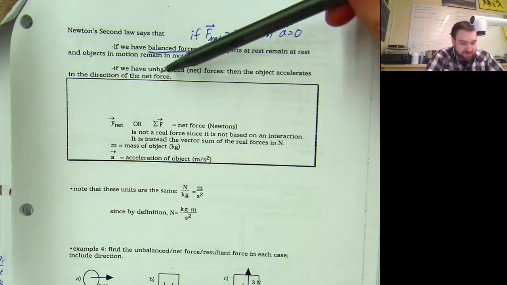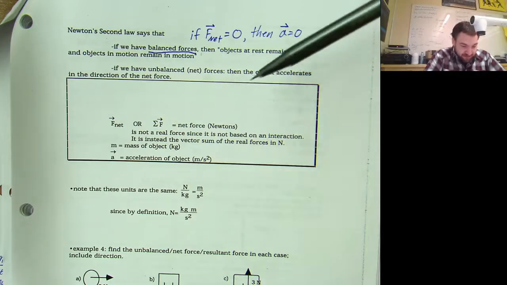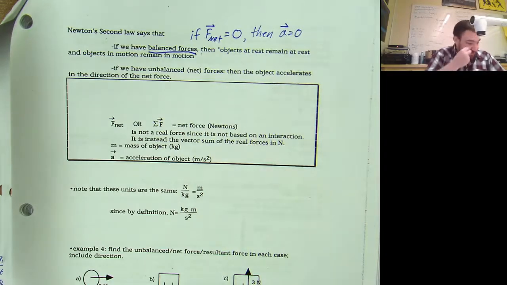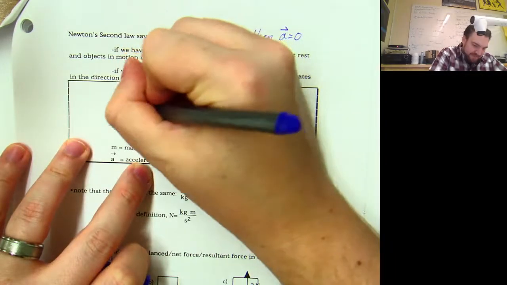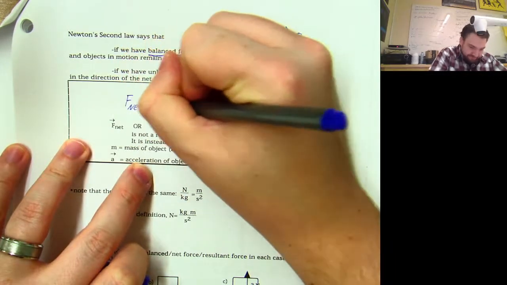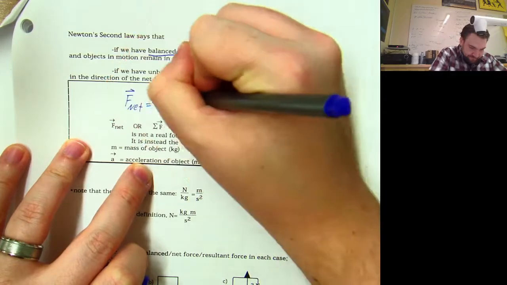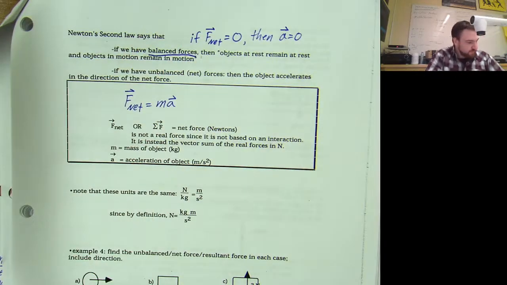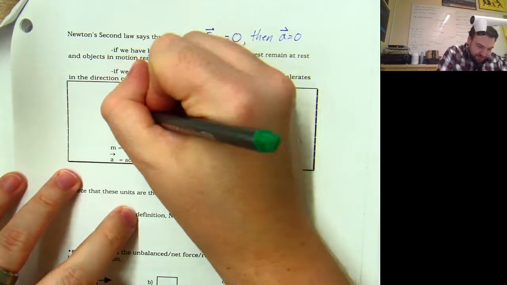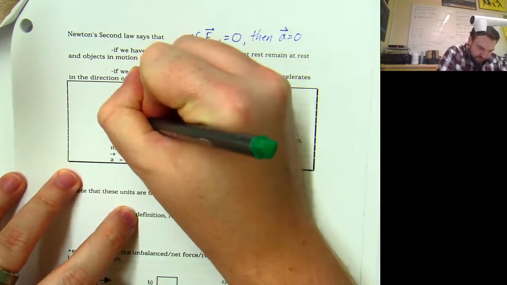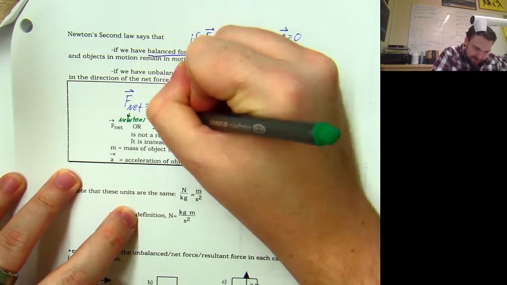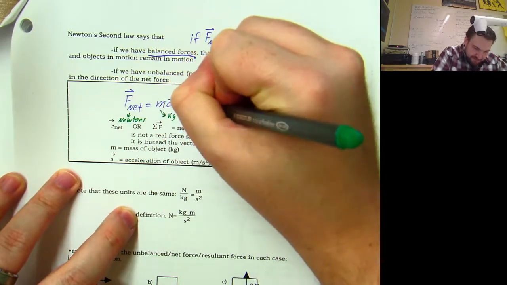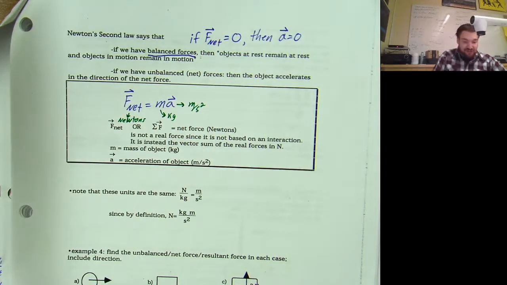If we have unbalanced forces, then the object accelerates in the direction of the net force. That is given to us by this formula here, F net equals ma, which you've seen before. F net is measured in newtons. Mass is measured in kilograms. Acceleration is measured in meters per second squared, which gives us a handy little relationship.